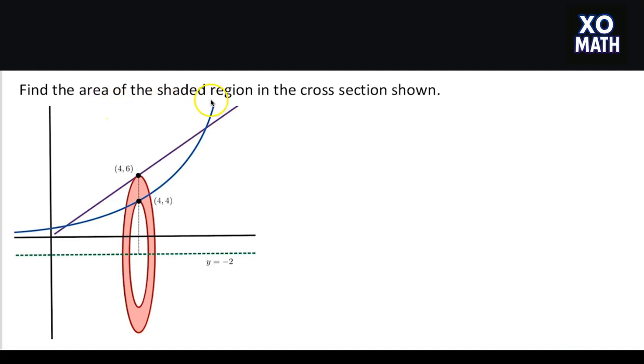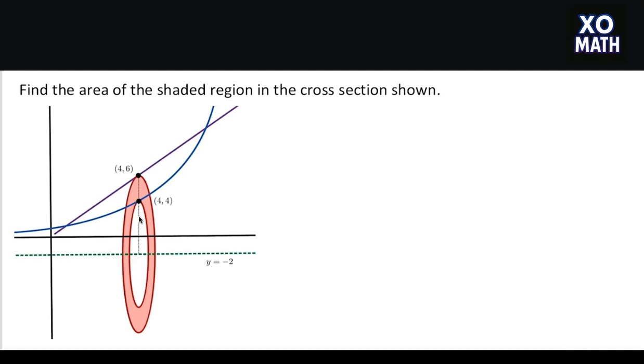Now let's find the area of the shaded region in the cross section shown. So again, we're going to need to try to visualize what's happening. Here's my x-axis, here's my y-axis. I have a line and a curve. Now the cross section is 2 concentric circles. So we have this circle here, and then this inner circle here, and we want to find the area of that shaded region.